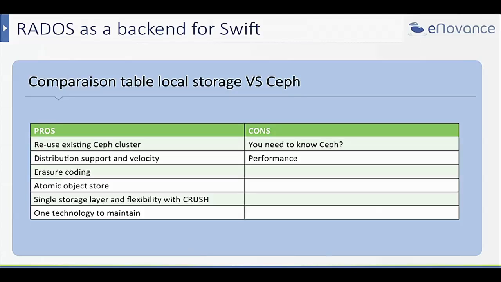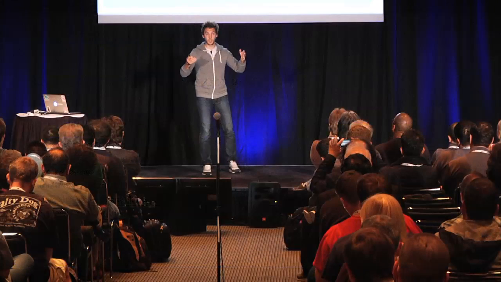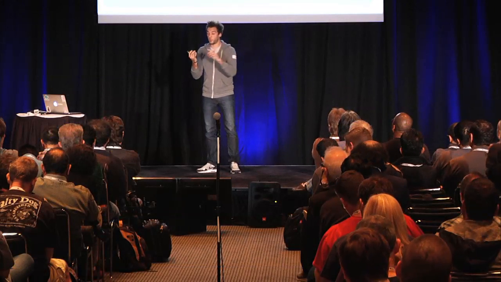In terms of distribution support and velocity, the guys from Ubuntu with Trusty did a really nice job integrating Ceph into Cloud Archive. So basically, the latest version of Ceph, which came out last week, Firefly, the LTS version, is part of Trusty and will be maintained. So you just benefit from the Ubuntu CI, all the tests and everything.